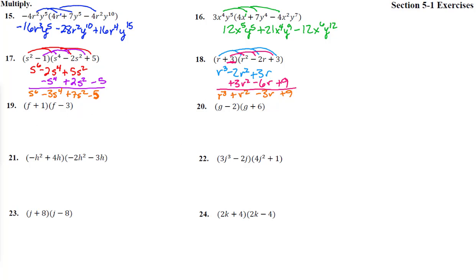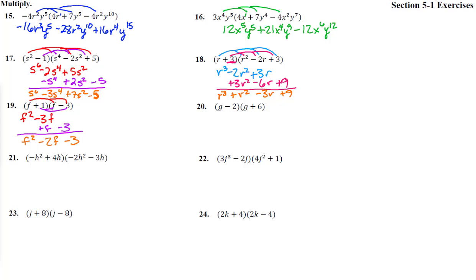Good. All right, so number 19, distribute the f and we get f squared minus 3f. Distribute the 1 and we get plus f minus 3. I guess we could have written it right next to there. And what does that get for our solution there? Our answer, f squared minus 2f minus 3.